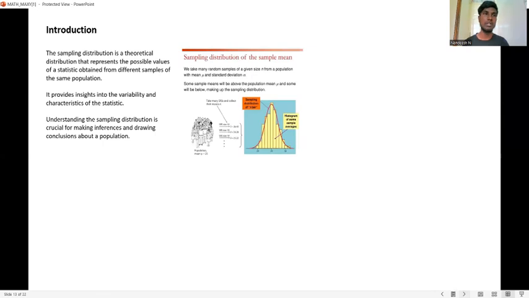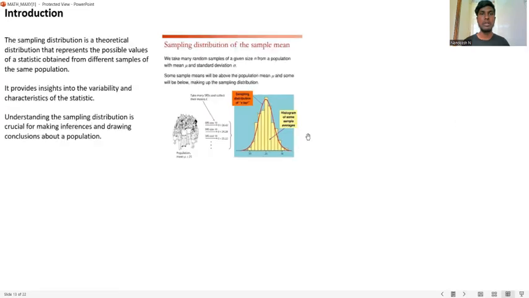Introduction to sampling distribution: the sampling distribution is a theoretical distribution that represents the possible values of a statistic obtained from different samples of the same population. It provides insights into the variability and characteristics of the statistic. Understanding the sampling distribution is crucial for making inferences and drawing conclusions about a population.